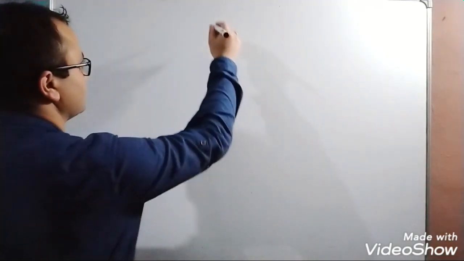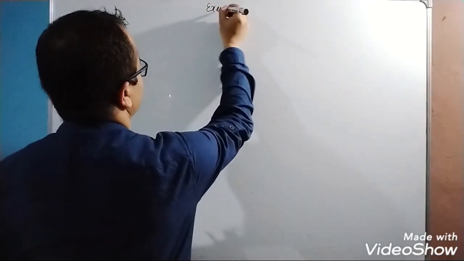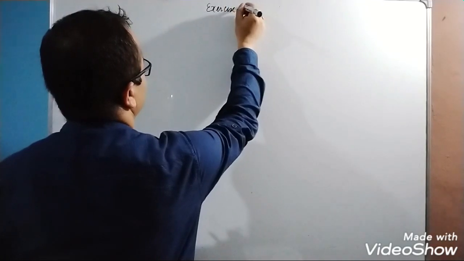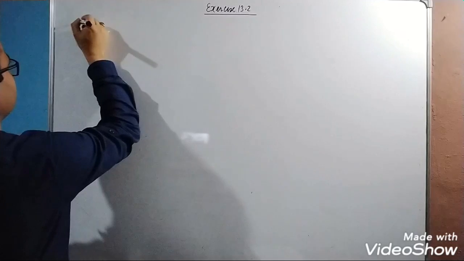Today we will continue exercise 13.2, question number 7. Till question number 6 we have already done. Now question number 7 is a solid consisting of a right circular cone. It is exercise 13.2, number 7.